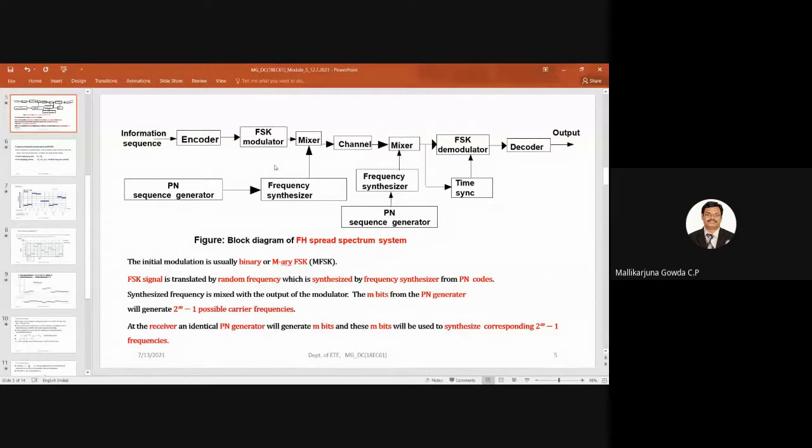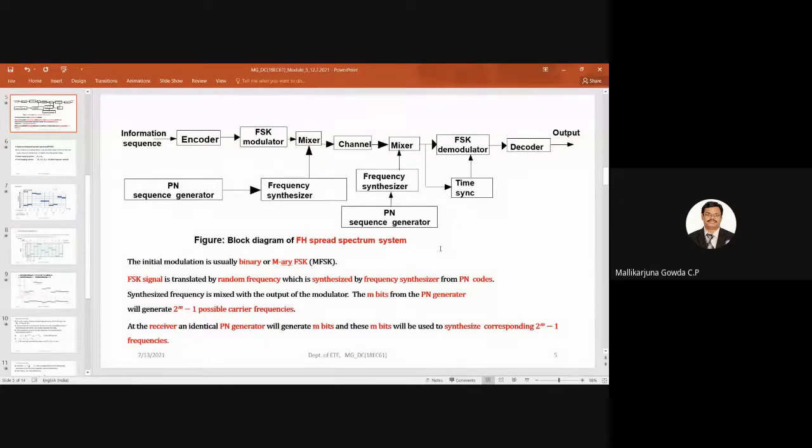And I said in what way this is different from the direct sequence spread spectrum system. There, in case of direct sequence spread spectrum, the information signal is first spread over the wide bandwidth by using a pseudo noise code. Then the BPSK modulation will take place, right? But here it is slightly different. At the receiver side, again, we use the same pseudo noise sequence to generate the frequencies. The output of the frequency synthesizer is again mixed with the received signal. Then we do the demodulation, then decoding, and we get back the desired signal.